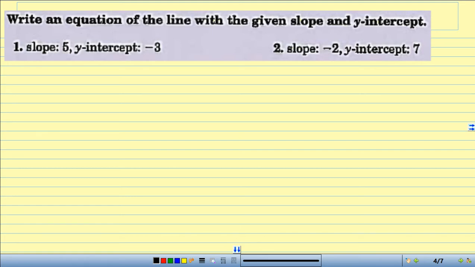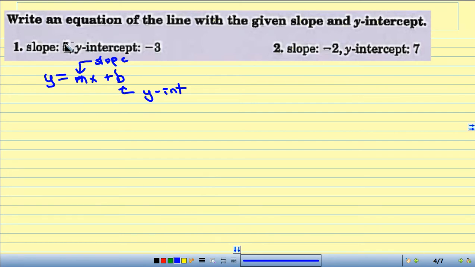First thing you need to understand is how to write the line given a slope and y-intercept, and you're going to put it in slope-intercept form. So what we're talking about is you're going to write it as y equals mx plus b. M is your slope, and the b is your y-intercept. So for a problem like this, all it is is a plug-in problem.